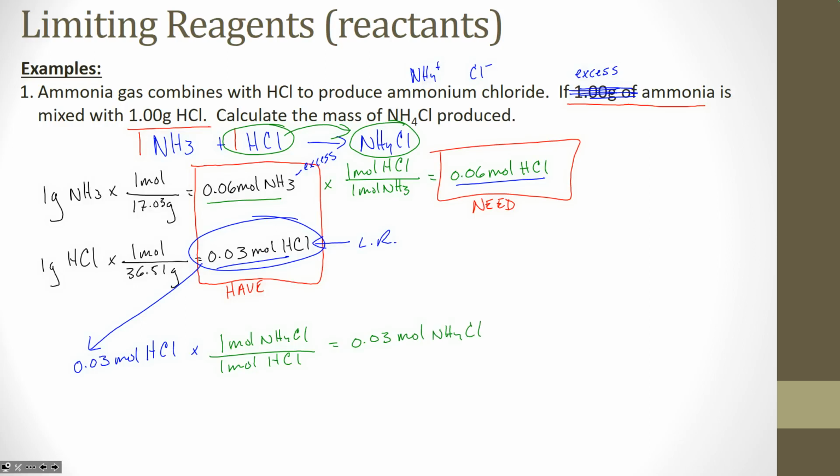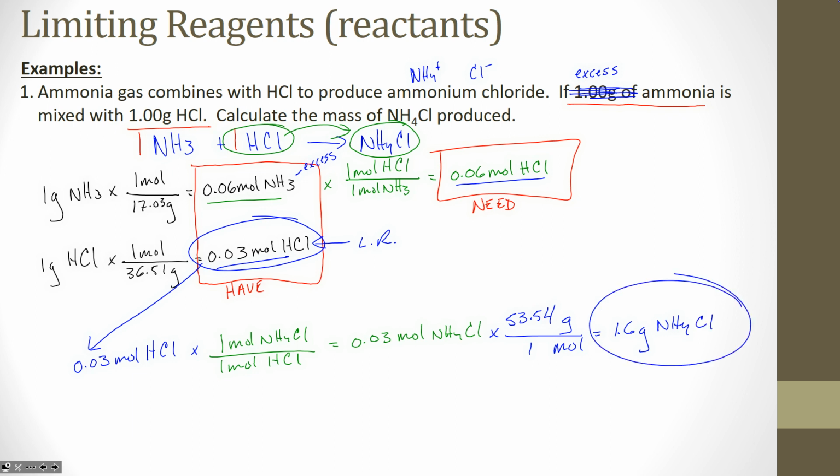Now that we have that, we can actually take it the next step and find the mass, which is what the question was asking for. So we'll take that 0.03 moles, and we're going to times it by the grams per mole of that compound, which is 53.54 grams per 1 mole. So I get 1.6 grams of NH4Cl, and there's your final answer. So balance the reaction, convert to moles, find the limiting reagent, use the limiting reagent to solve the rest of the question. Let's do another one.